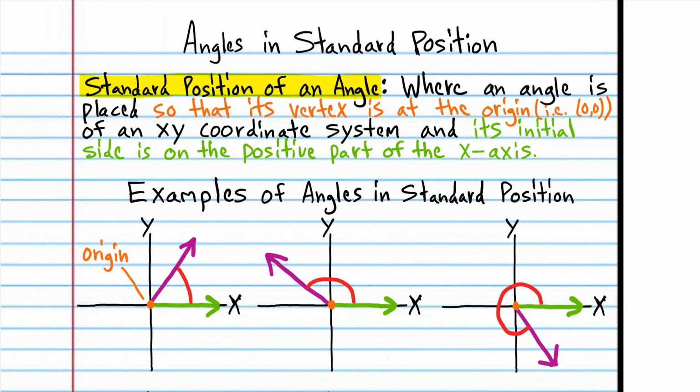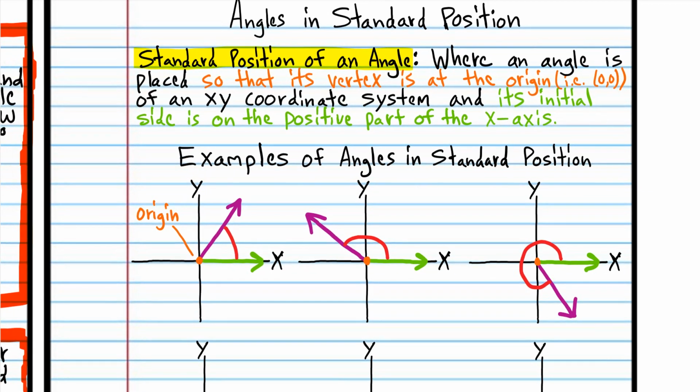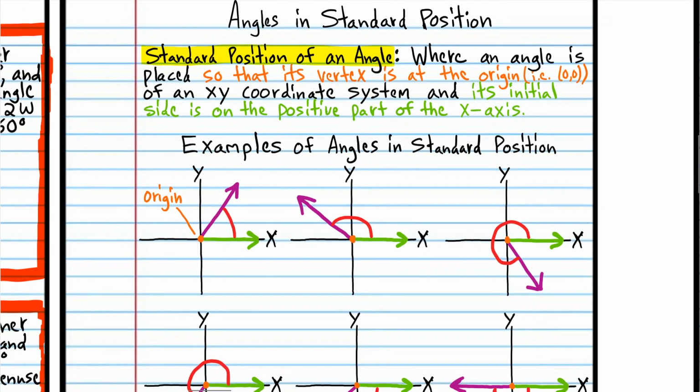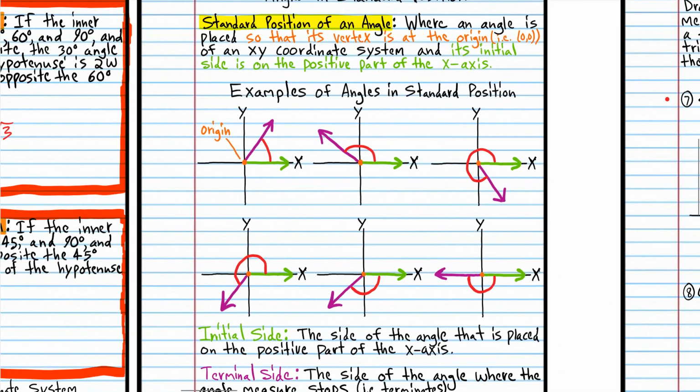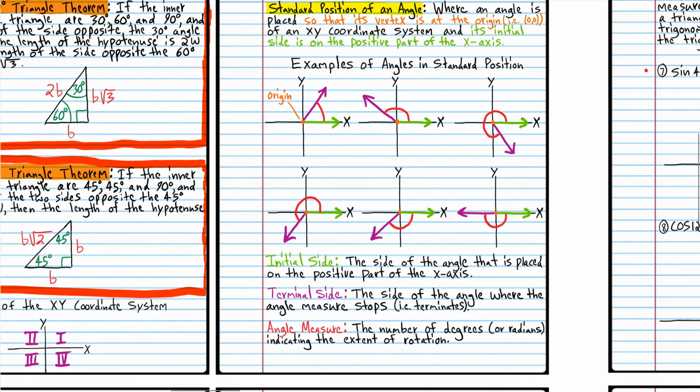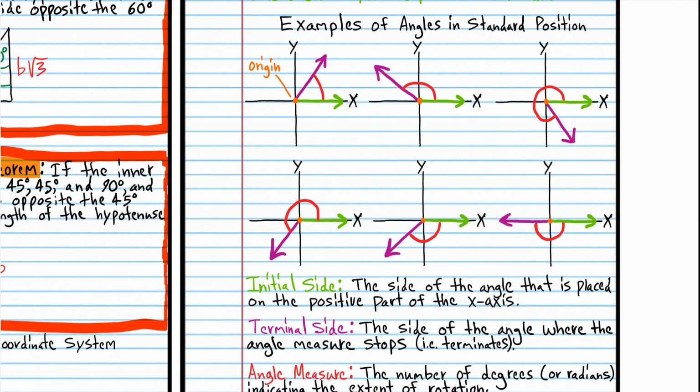Now remember, angles in standard position are angles where the vertex is on the origin of the xy coordinate system. So that orange point is the vertex. And the initial side of the angle, which is the green line, has to be on the positive part of the x-axis. So that's what it means to put an angle in standard position. So here are 6 examples of angles in standard position. The vertex, the orange vertex, is at the origin, and the green initial side of the angle is on the positive part of the x-axis. And the red arc is the angle measure.